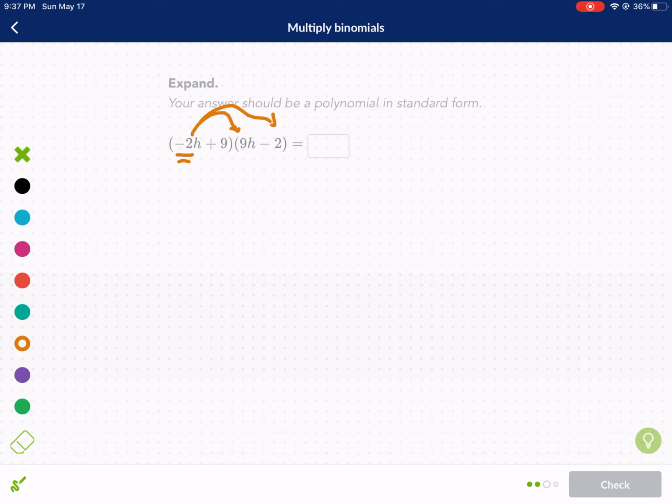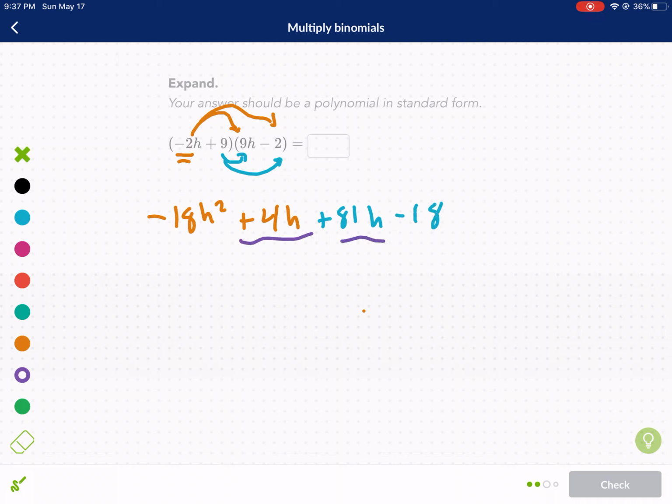So we get negative 2 times 9. It gives me negative 18h squared. Then we have negative 2h times negative 2. That gives me positive 4h. Okay, moving on to blue. 9 times 9h gives me 81h, don't forget the h, and then 9 times negative 2 gives me negative 18.